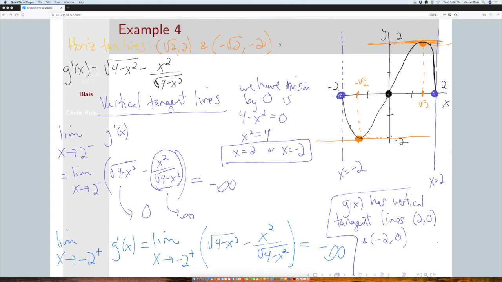Some calculus books may tell you that you don't have a tangent line here because the overall limit doesn't make sense, because you have no left-sided limit at -2 or right-sided limit at +2. But that's okay. We can still talk about this type of infinite slope happening at x equals -2 or +2.